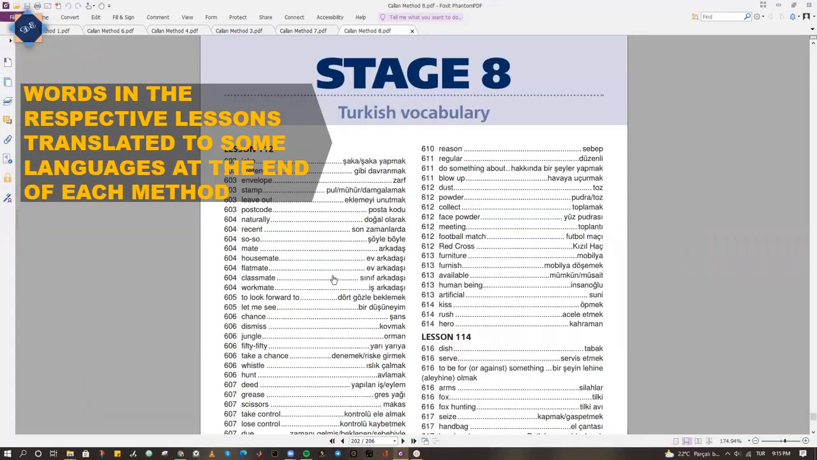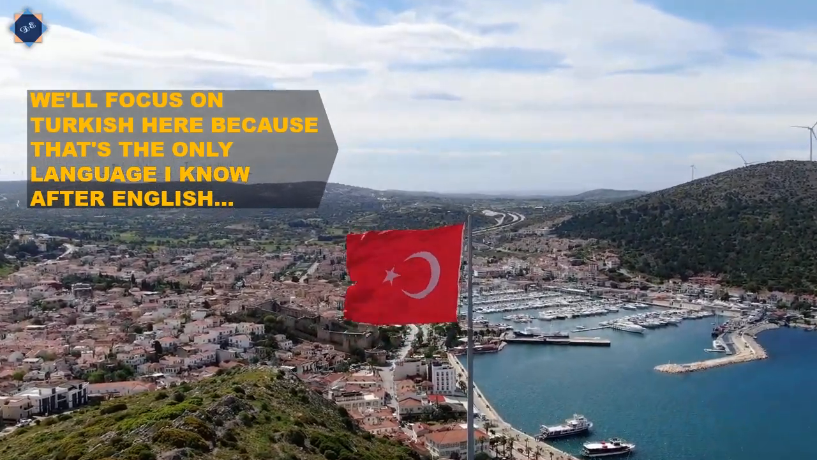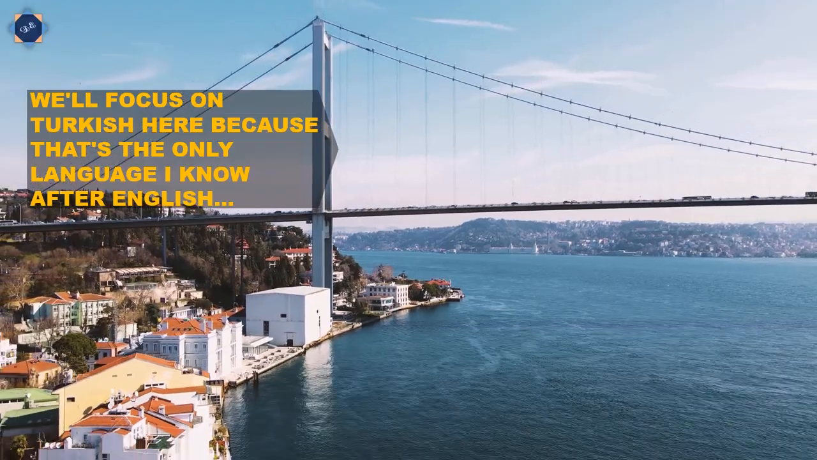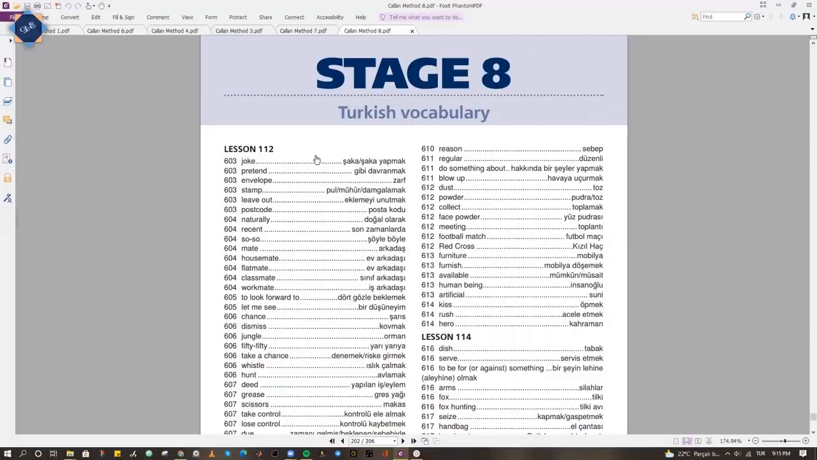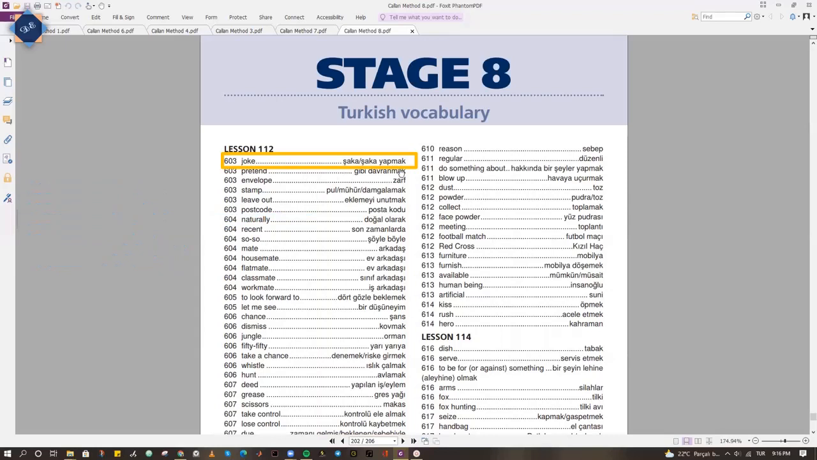In the Callan method, at the end of each lesson, you have words and the translations in various languages. So here I'm going to focus only on the Turkish language because that's the only language I know after English and maybe some French. So for example, in lesson 112, we have these words and we have their Turkish counterparts here. So we have joke, şaka, şaka yapmak, pretend, gibi davranmak, right?